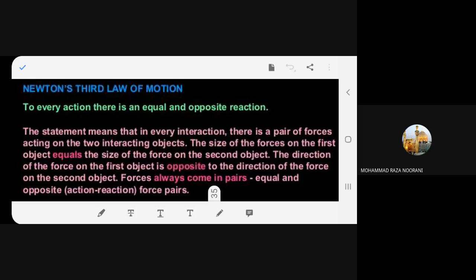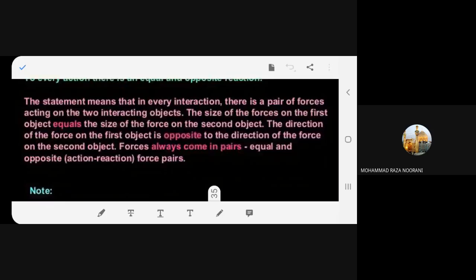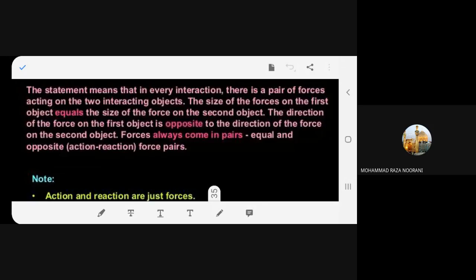The statement means that in every interaction, there is a pair of forces acting on the interacting objects. The size of the force on the first object equals the size of the force on the second object. The direction of the force on the first object is opposite to the direction of the force on the second object. Forces always come in pairs, equal and opposite.